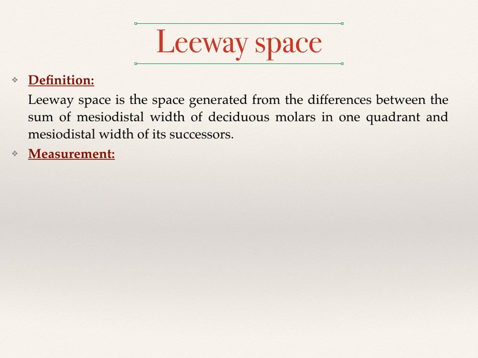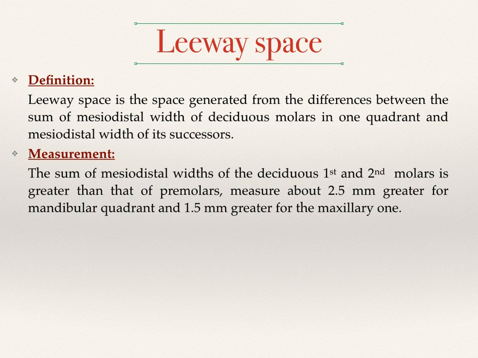We will see whether the premolars or the deciduous molars are wider in the measurements. The sum of mesiodistal widths of the deciduous first and second molars is greater than that of the premolars, measuring about 2.5 millimeters greater for the mandibular quadrant and 1.5 millimeters greater for the maxillary one.